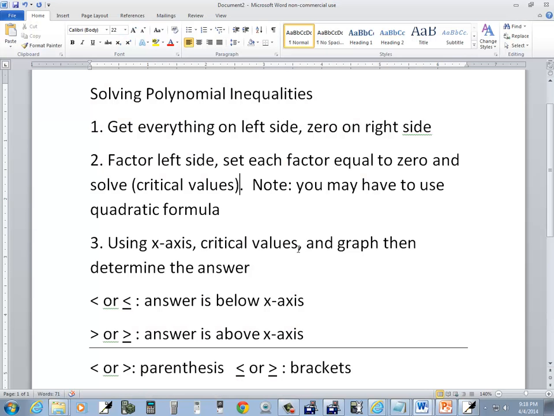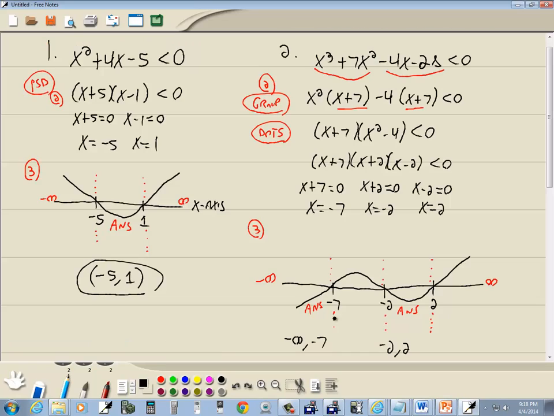Now, a less than says that we're going to use parentheses. So put parentheses around these. Infinities always have parentheses on them. And then if you have two or more intervals, you put union symbols in between them to connect them together. And that would be our answer.